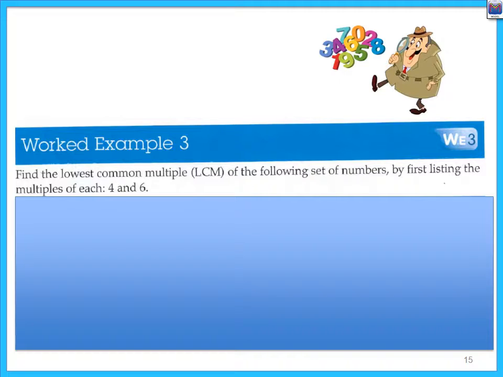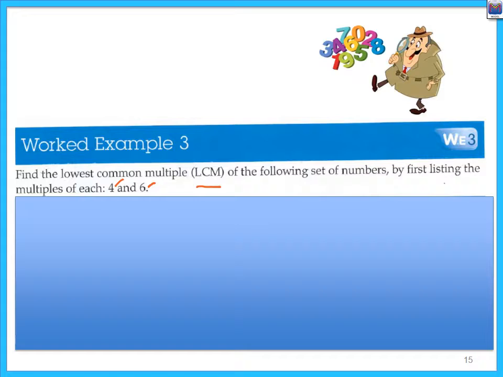Multiples are just ways of basically writing out a times table. And we refer to the lowest common multiple of two numbers. Working it out helps us when we're trying to work with fractions and other parts of mathematics. So it says here, find the lowest common multiple of the following sets of numbers by first listing multiples. And the numbers we're given are 4 and 6.